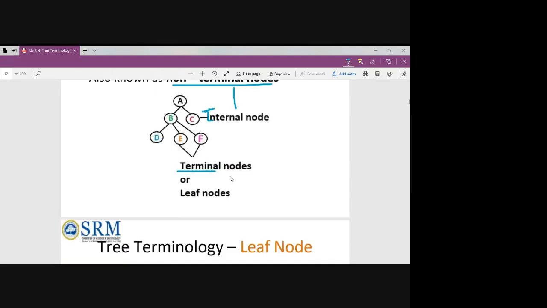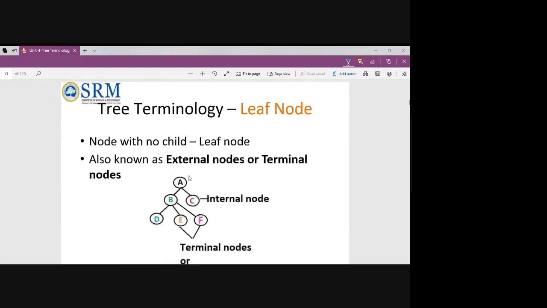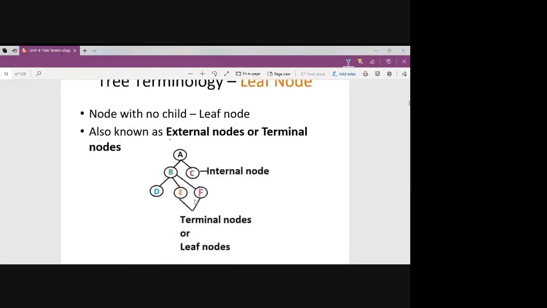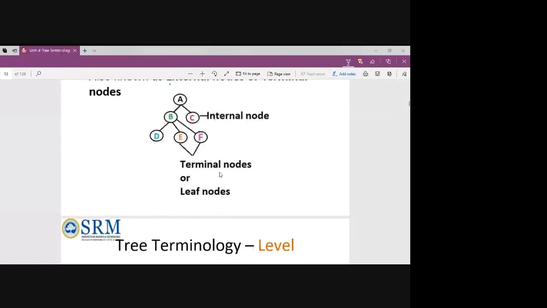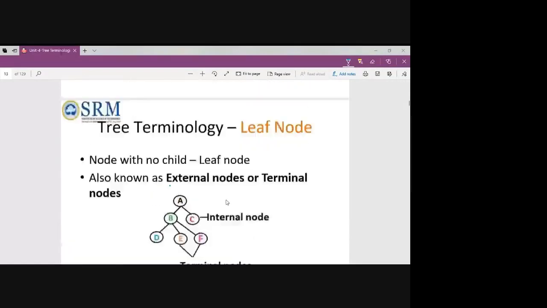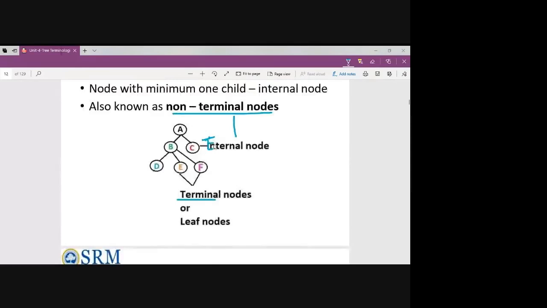So you can also call them external nodes: terminal nodes, external nodes, and leaf nodes. Here this should be external actually, because it does not have a child, so it is considered a leaf node. So a leaf node will also be called external or terminal.